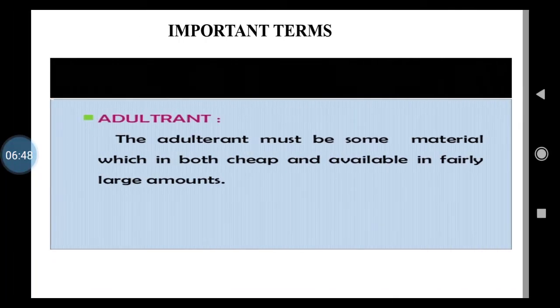Now, adulterant, you must know that an adulterant must be some material which is both cheap and available in large amount. So, the adulterant or the substance which is to be mixed with the original, genuine drug, definitely will be very cheap and it will be less in quality, and also it is available in large amount.